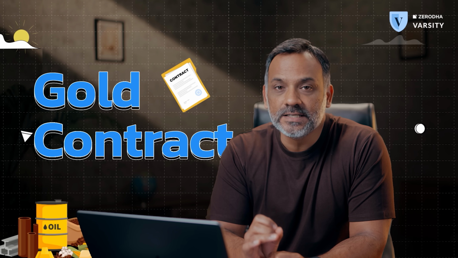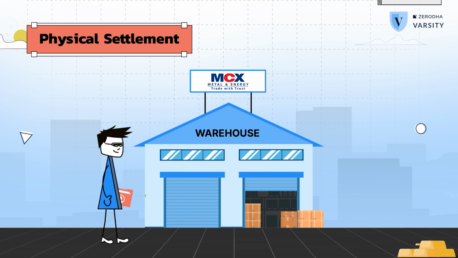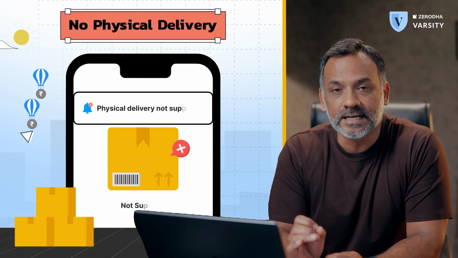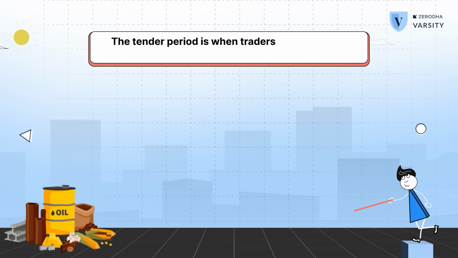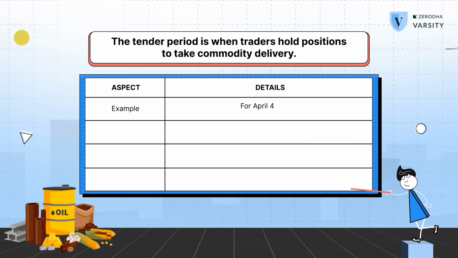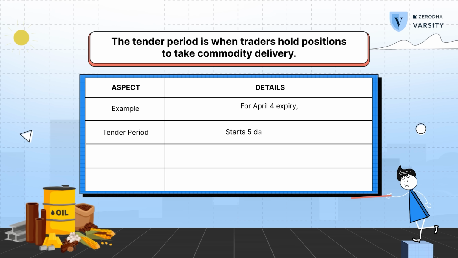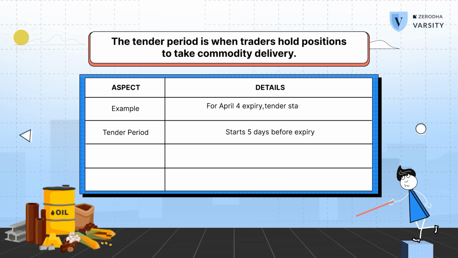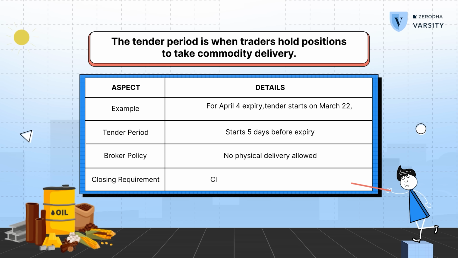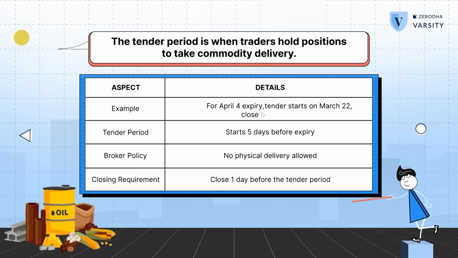Gold as a commodity is physically settled, meaning if you hold a gold contract up until expiry, then you are expected to take delivery of this. But some brokers, including us, do not facilitate physical settlement of gold. You are required to close your position in gold 1 day prior to the tender period. The tender period is when you hold the position with an intention to take delivery of commodity. So if gold March contract expires on April 4th, the tender period starts 5 days before the expiry, which is 22nd March. However, if your broker does not permit physical delivery, you will have to close your position 1 day before delivery, which is 21st March.